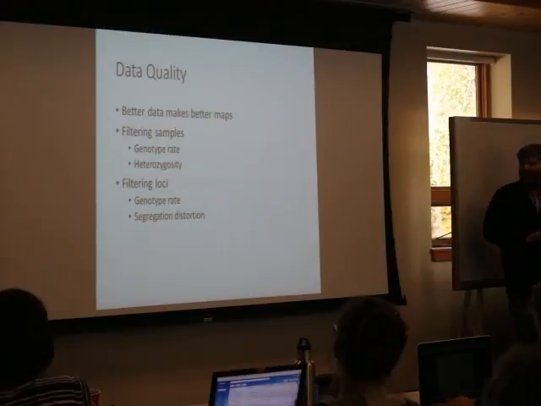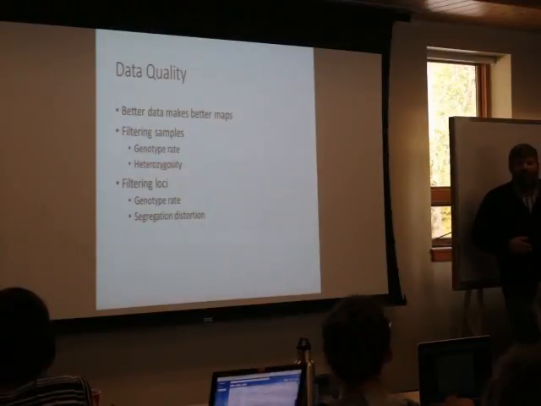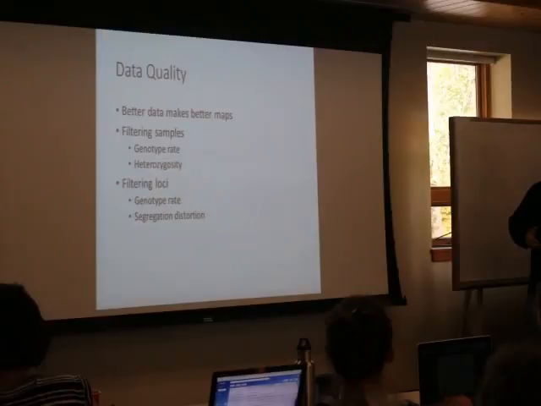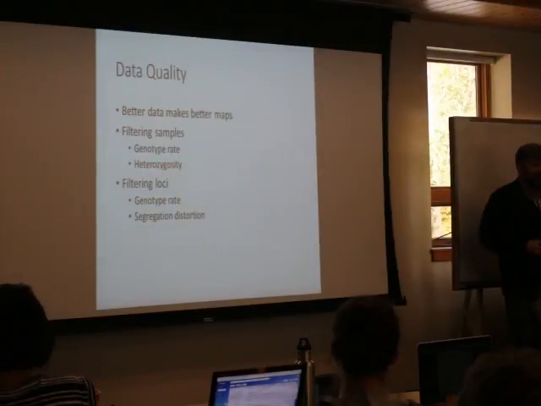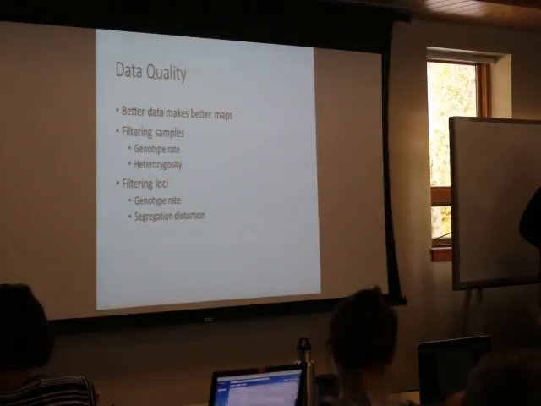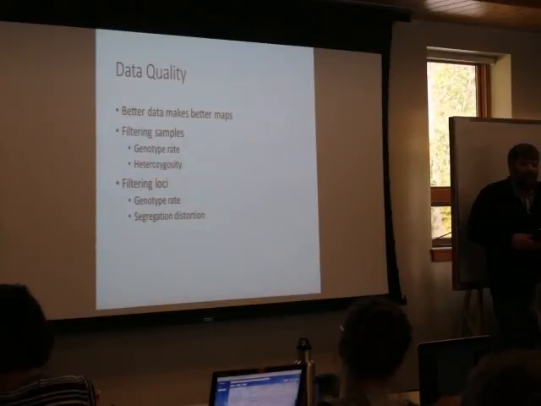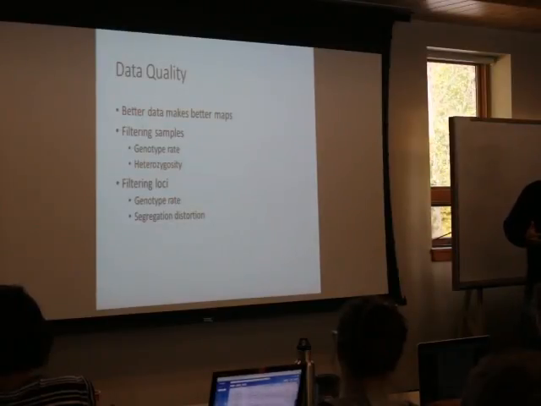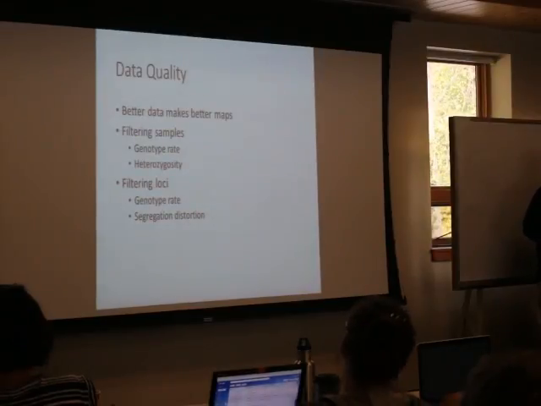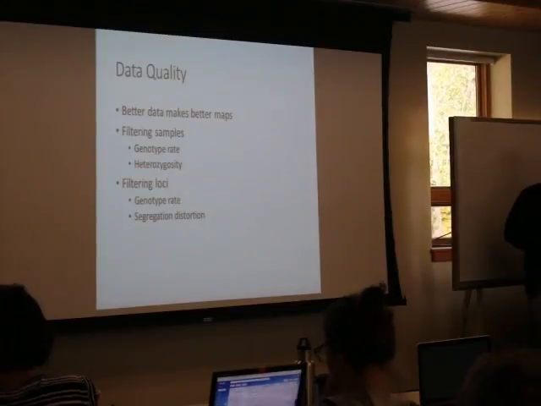And the data quality will really affect the results that you get in the linkage map as well. Better data makes better maps, and better data is always better. But filtering in linkage maps is actually pretty straightforward because you basically have an issue of missing data and wrong data. So you have miscalled genotypes and the absence of genotypes. For samples, I usually filter on genotype rate, and our genotype rate is usually very high in mapping families. We have over 90% genotype rates usually.